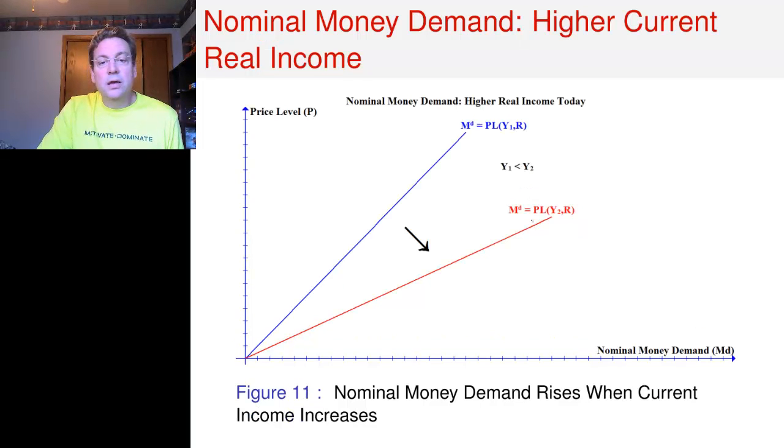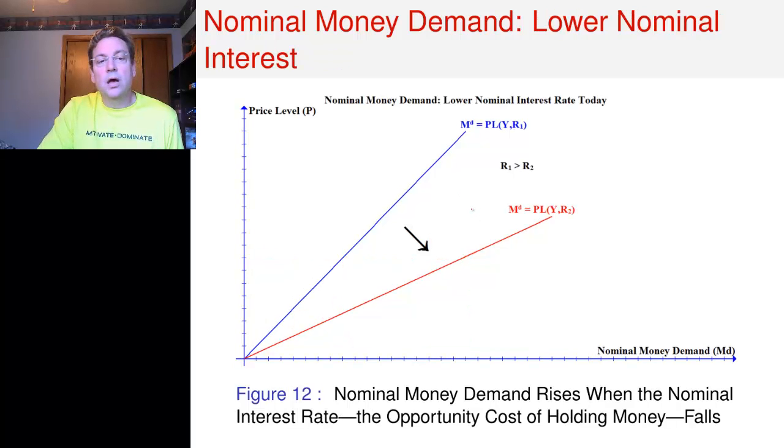A higher income level is going to mean that we want to demand more money for any given price level. And so you get this demand curve pivoting downward. A lower nominal interest rate reduces the opportunity cost of holding money. So again, at any given price level, you now want to hold more dollars. So the demand for money pivots down.